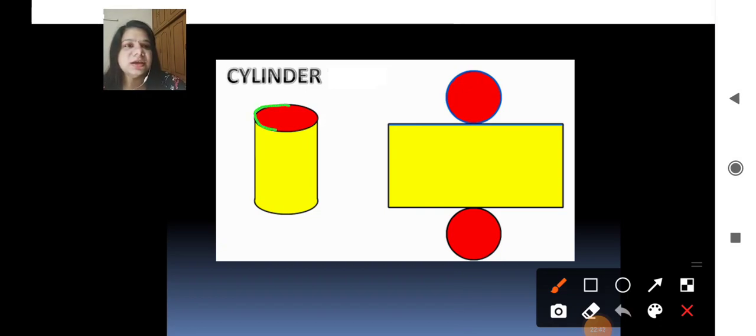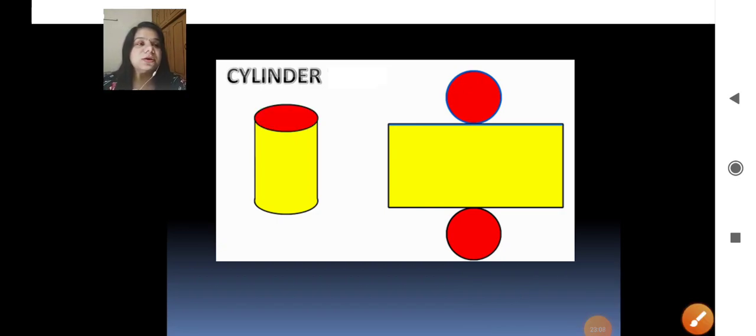Just check here. This is the circle where the upper circle of the cylinder is joined with the lateral surface. Okay, so this is the circular edge. Similarly, you can think in your mind there is the same circular edge with the lower circle also. So 2 circular or 2 curved edges are there for a cylinder.